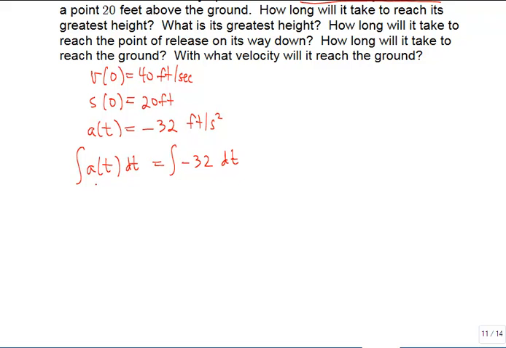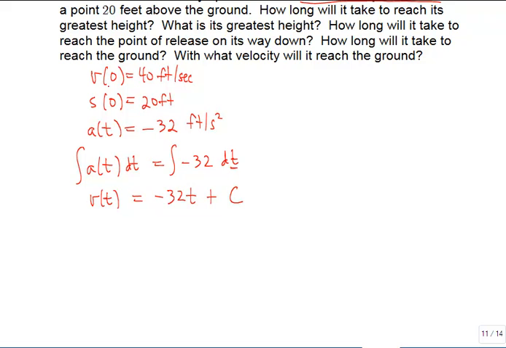What function has as its derivative the acceleration function? Well, that's velocity. One derivative of velocity gives you acceleration. So this left side will be velocity. What's the integral of negative 32? Well, the negative 32 stays there, and you just stick a t on the end. Our variable here is t, not x. So the derivative of negative 32t gives us negative 32, but we get a plus c every time we integrate.